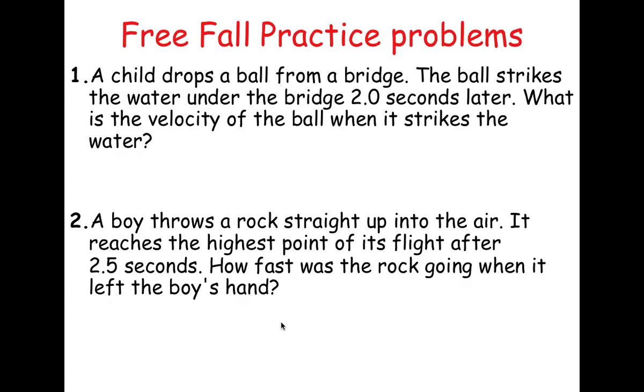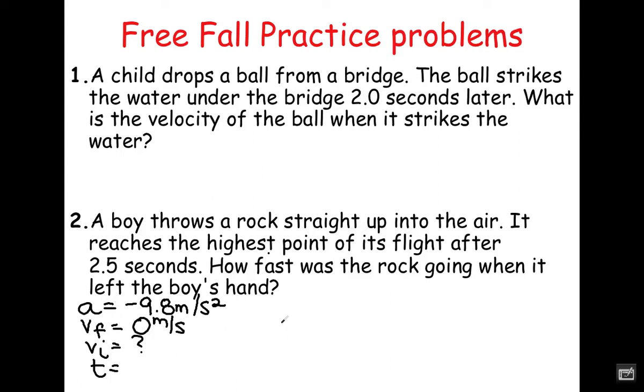All right, in the second one, we have a boy throwing a rock, and it's going straight up into the air. It reaches its highest point after 2.5 seconds. How fast was the rock going when it left the boy's hand? Now in this case, we can do the exact same thing. We have our acceleration, our VF, our VI, and the t. Now in this case, our acceleration is actually negative, at a negative 9.8 meters per second squared. Our final velocity, it's reaching its highest point, and remember at the highest point, the speed is 0. We're looking for the initial speed, and the time is 2.5 seconds.